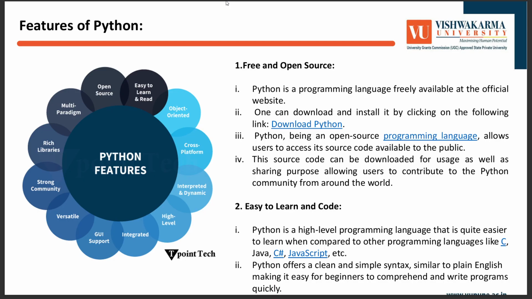Let's see the features of Python. First, free and open source. Python is a programming language freely available at the official website. One can download and install it by clicking on the following link, Download Python. Python, being an open source programming language, allows users to access its source code, which is available to the public.